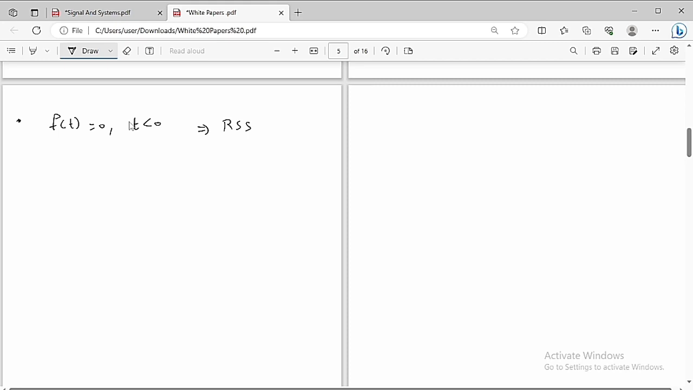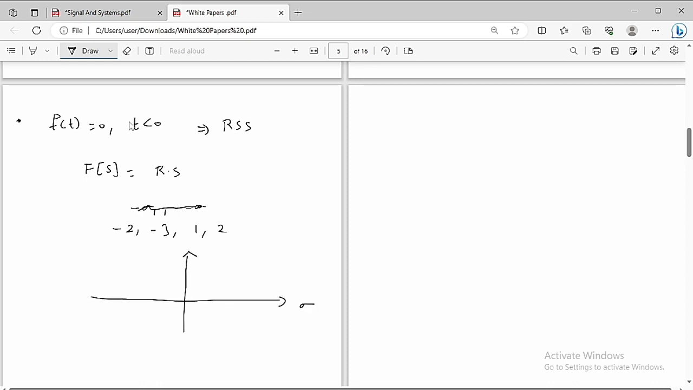So definitely then what is the ROC? The ROC of F of s is right-sided. I have already told you. So here for F of s, suppose you got the poles like minus sigma 1, minus sigma 2. Let me take some values: minus 2, minus 3, 1 and 2. Like this we have got poles, right? So let me draw on the s plane. This is sigma and this is j omega. All the poles are real values only. So one is minus 2 here, minus 3 here, 1 here, and 2 here.